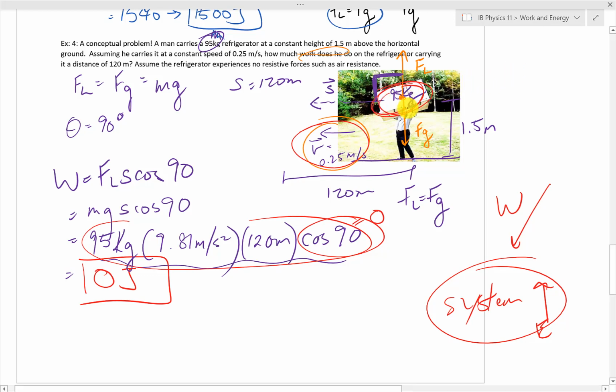Is the refrigerator heating up? No, the man can't heat up the refrigerator. The refrigerator is not gaining any chemical energy, or any other sort of energy. It's not gaining energy due to the man moving it. So that means this refrigerator is not gaining energy at all, which means by definition, no work is being done.